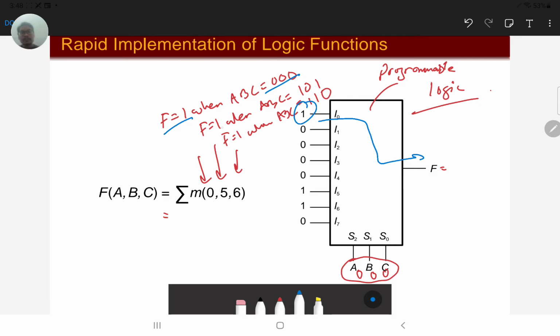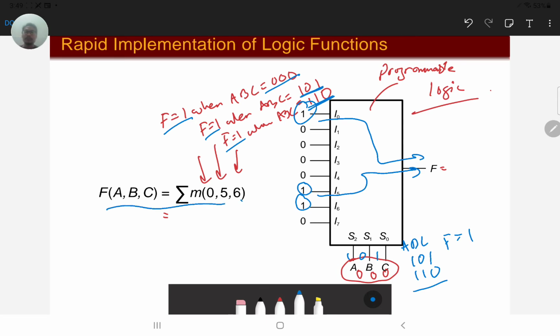Similarly, when our ABC is 101 or 110, we also want F equals 1, so here we put a 1 on the 5. When we give the 101, we take this and transfer the value of 1. Besides these three conditions, we have F equals 0 according to our minterm, and therefore we supply a ground or a 0 value on all the other inputs.